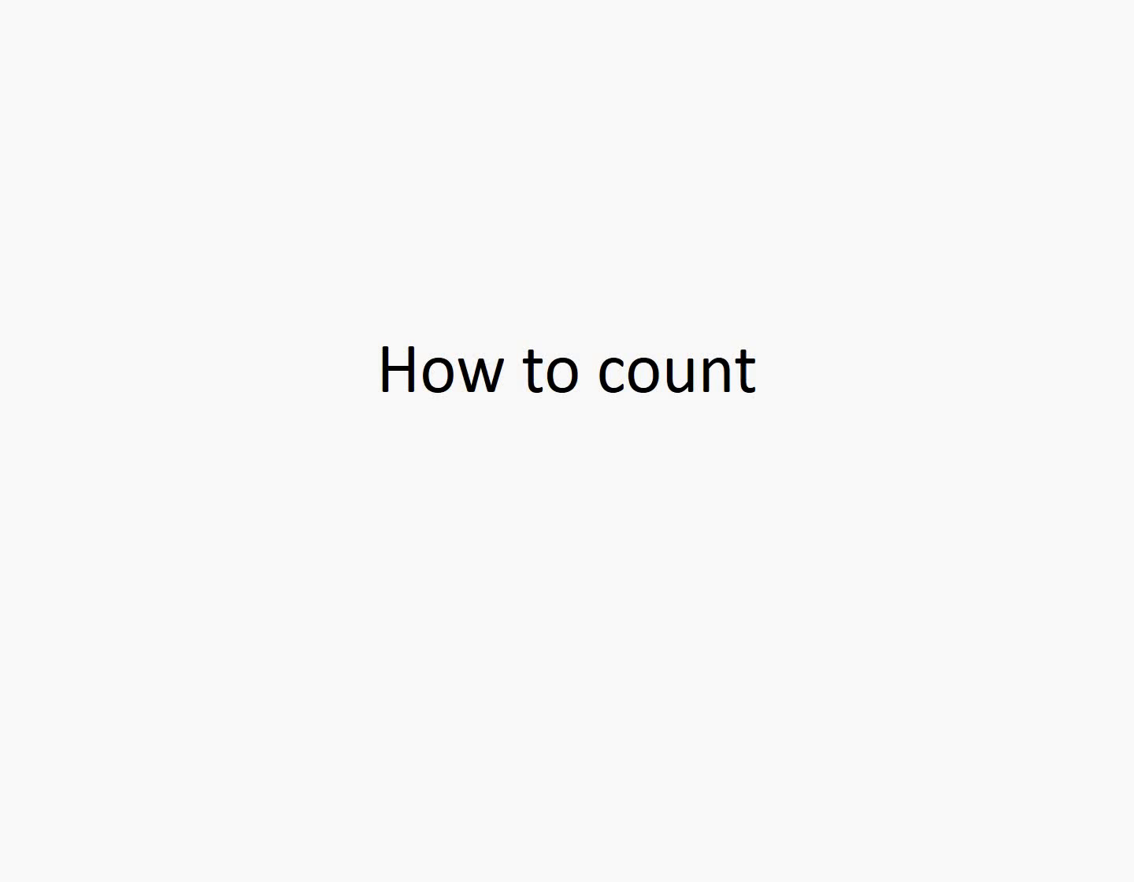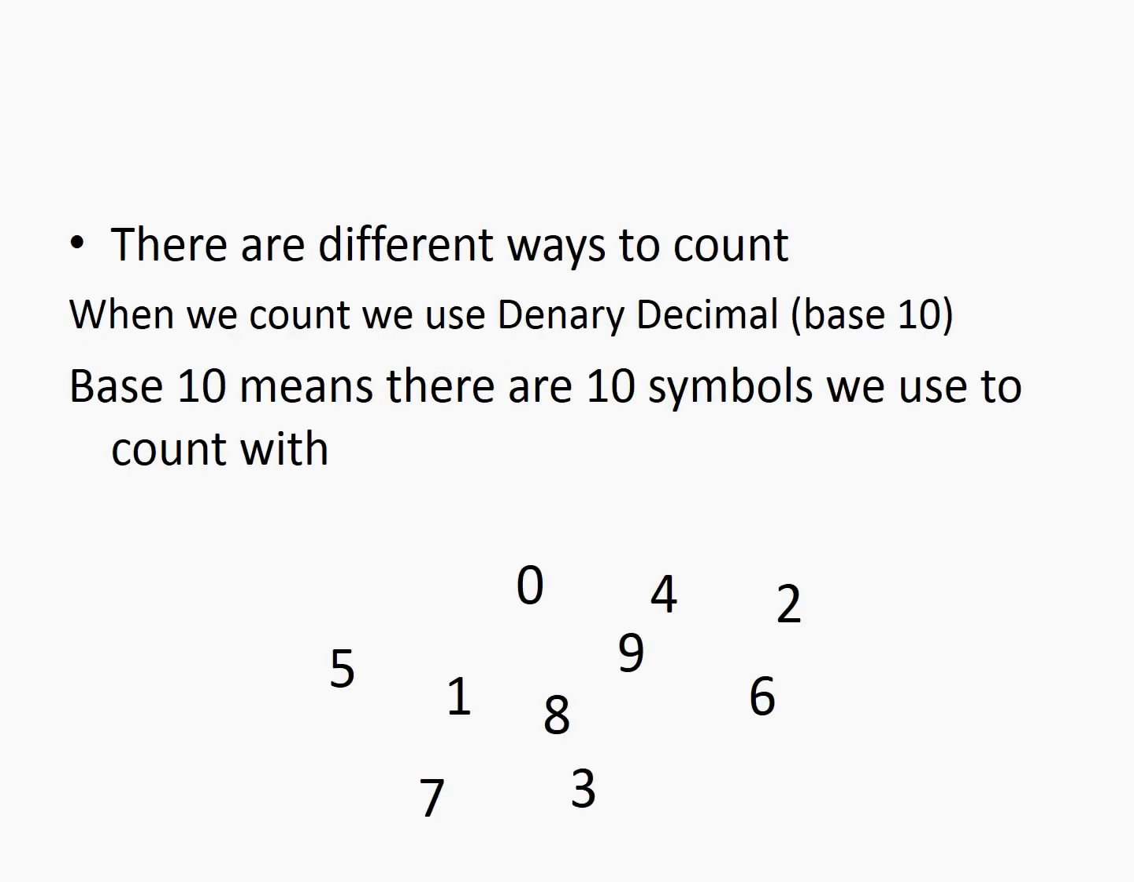Okay, how to count. Now, there are different ways to count, and you have been taught to count in denary, decimal. That's base 10, we refer to that. What base 10 means is there are 10 different symbols that we use. We start with 0, 1, 2, 3, 4, 5, 6, 7, 8, and 9. So there's 10, the key word is unique symbols.